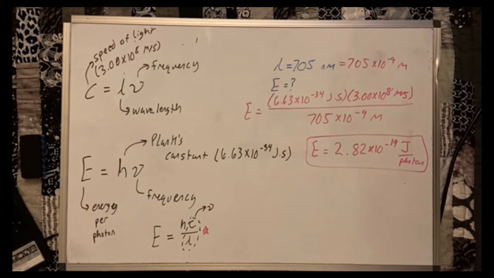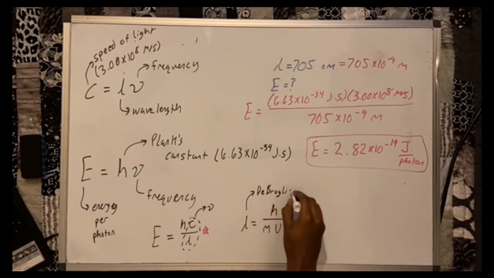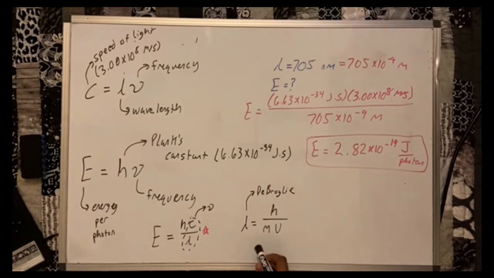There's one more, de Broglie as well. I don't know how much you're going to need that. But my de Broglie wavelength is my Planck's constant over the mass of the thing times its velocity. So this is de Broglie. This is like saying things that you think are just moving in a straight line can also technically have a wavelength.